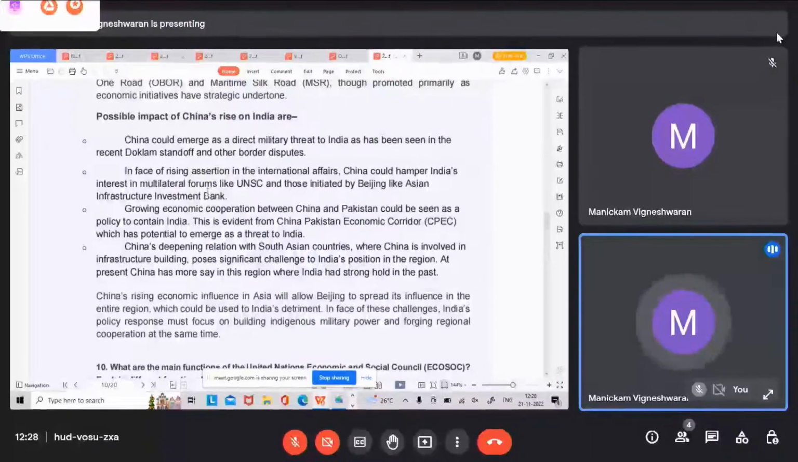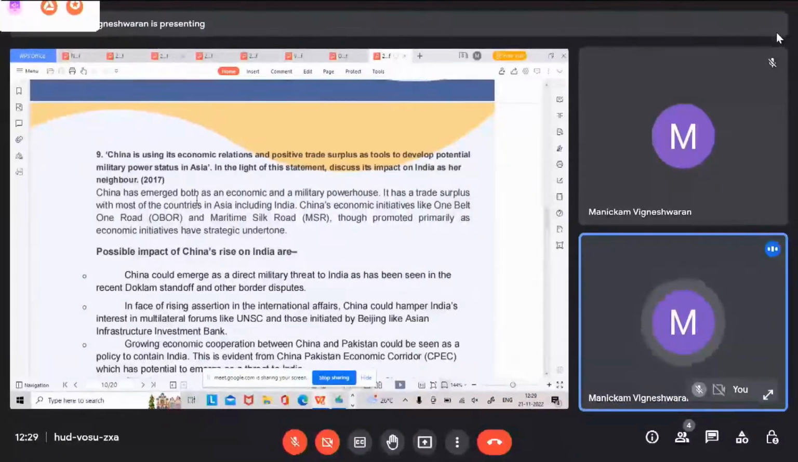China's deepening relations with the South Asian countries, while China is involved in infrastructure building, pose significant challenges to India's position in the region. At present, China has more say in the region where India had a strong hold in the past. China's rising economic influence in Asia will allow Beijing to spread its influence in the entire region, which could be used to India's detriment. In the face of these challenges, India's policy response must focus on building indigenous military power and forging regional cooperation at the same time.